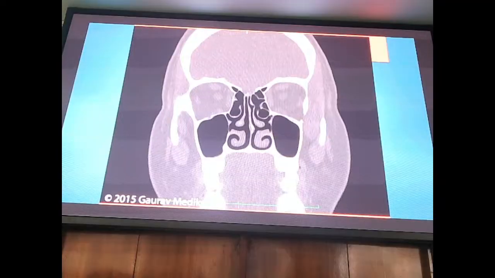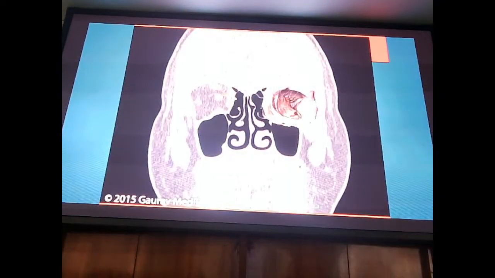Here you can see between the lateral wall of the orbit and the roof of the maxillary sinus, a gap that is appearing. That is the inferior orbital fissure. So can you see this gap here? This is the inferior orbital fissure that has started to appear.